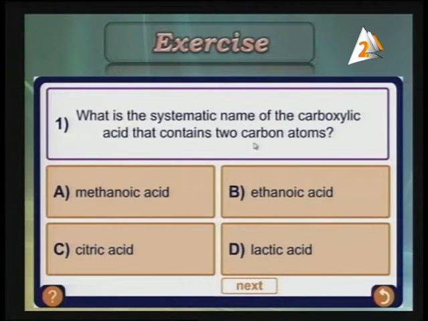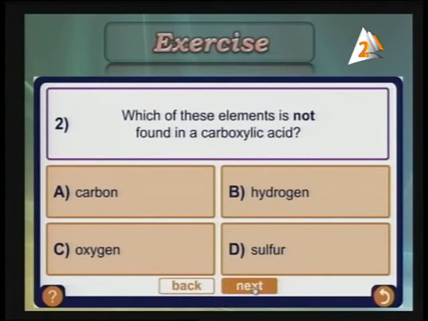Carboxylic acid that contains 2 carbon atoms, it's what? Methanoic acid, or ethanoic acid, or citric acid, or lactic acid. We have 2 carbon atoms, so it is ethanoic. Yes, very good. It is ethanoic acid. It has 2 carbon atoms, one of them in the carboxylic group and the other one from the radical. Let's go to see another one.